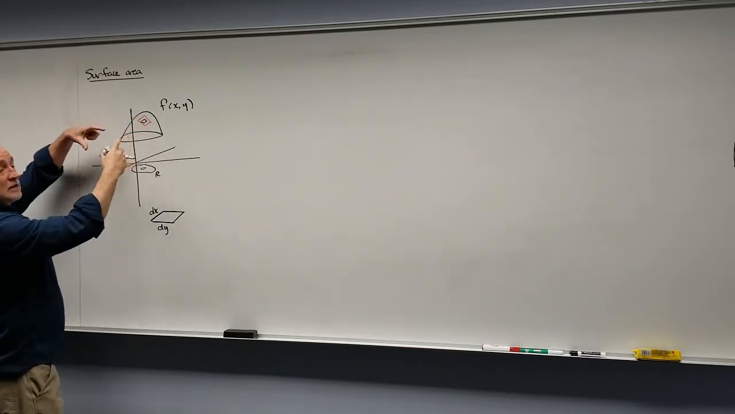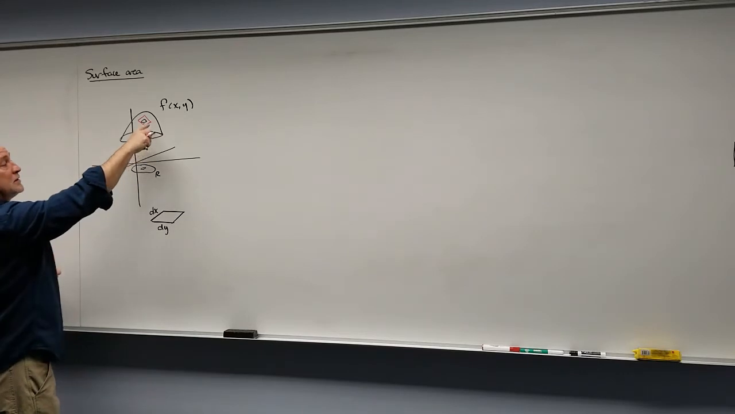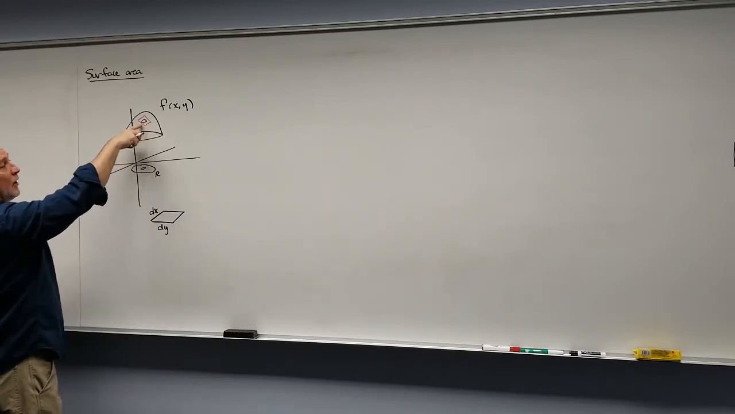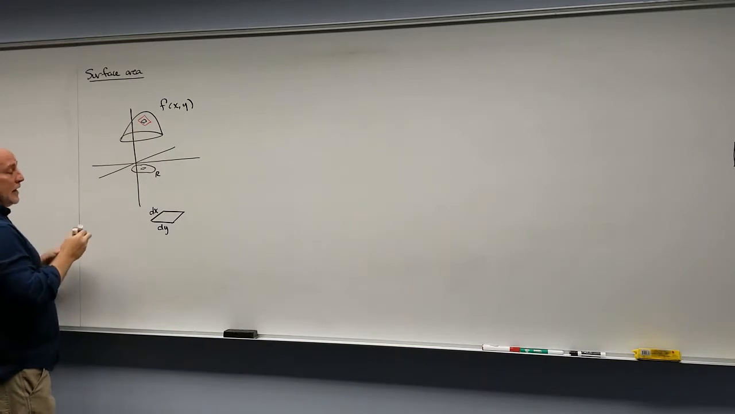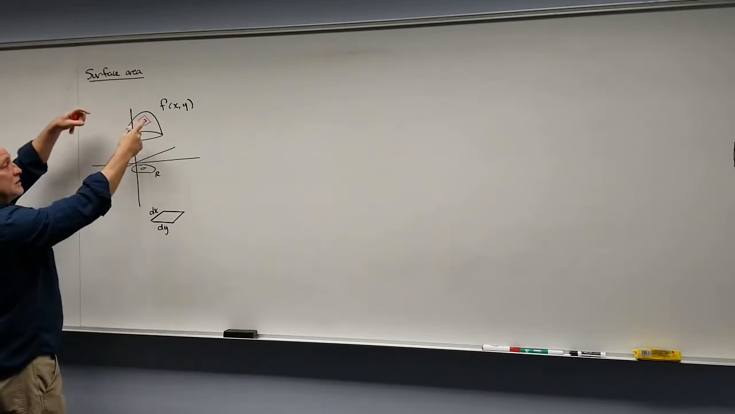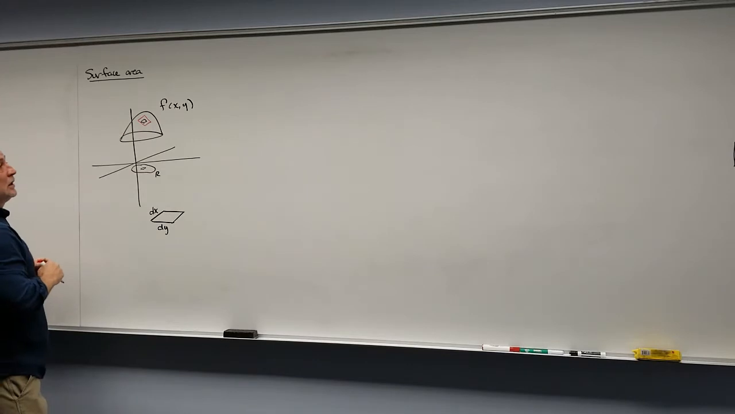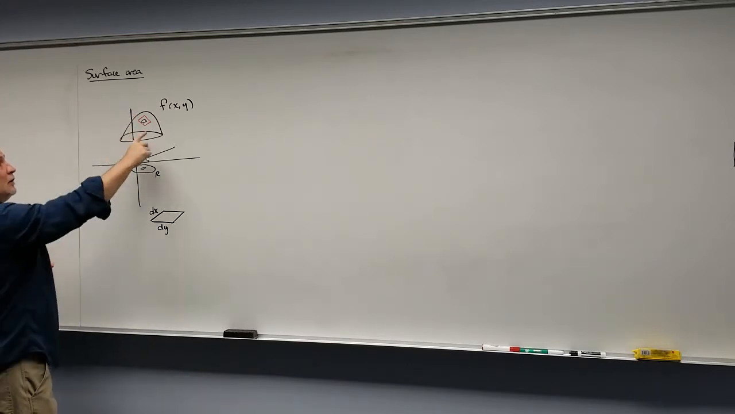Now, as long as these things are small enough, the area of this tangent plane right here would approximate the area of that little piece of surface. I didn't draw them to the same scale just so you can see what I meant by the tangent plane. So the idea is, how can I find the area of this?